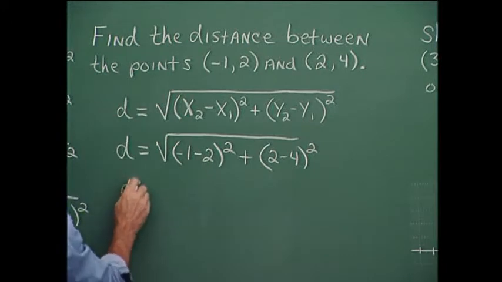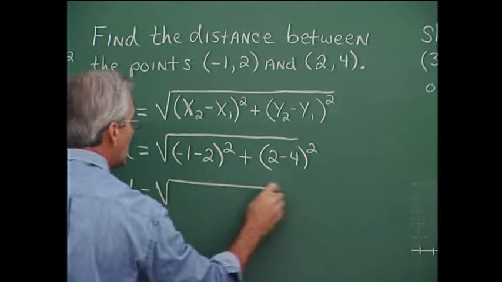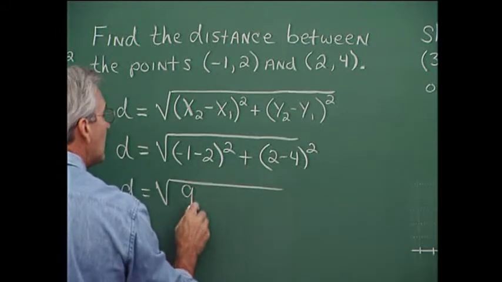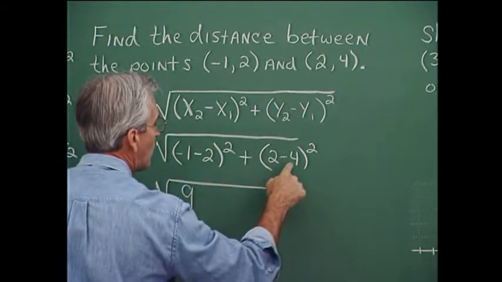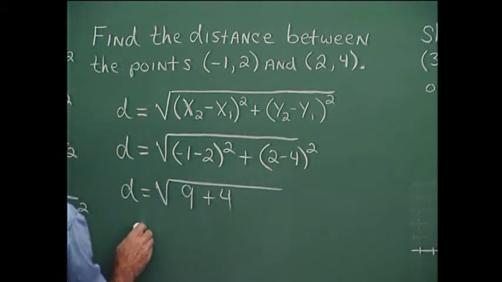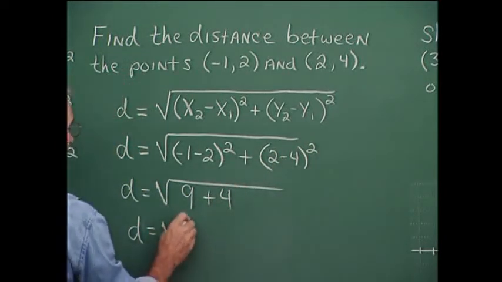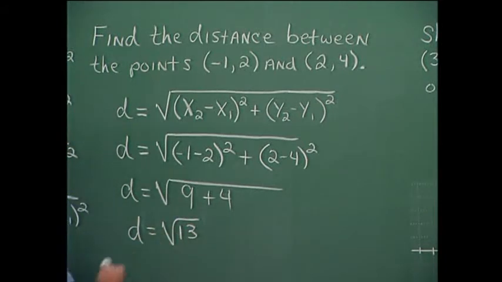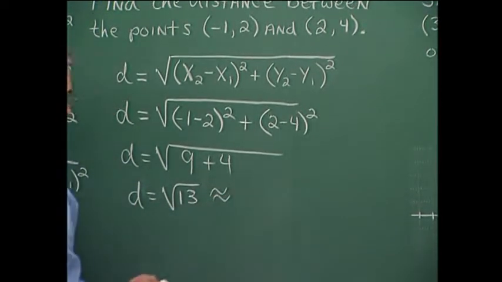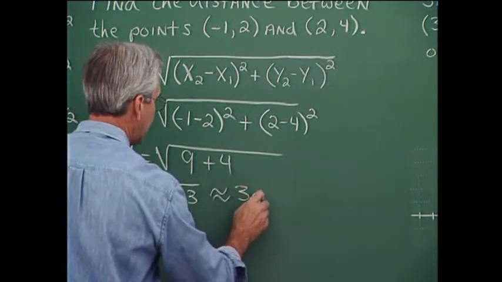And now we go through the process of evaluation. Let's see, -1 minus 2 is -3, and -3 squared is 9. And here, 2 minus 4 is -2. -2 squared is 4. 9 and 4, 13. So the distance then is the square root of 13. We can't take this evenly, so presumably we would use our calculator to make an approximation, and it turns out to be approximately 3.61.